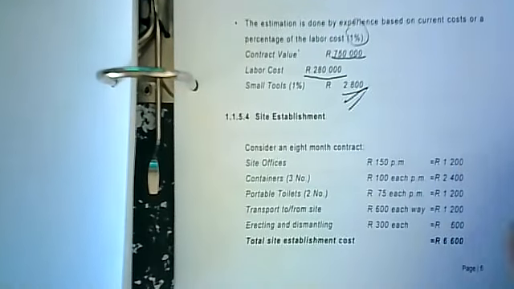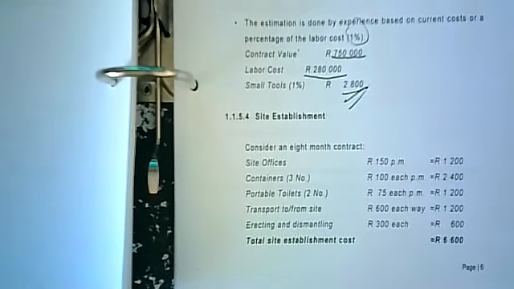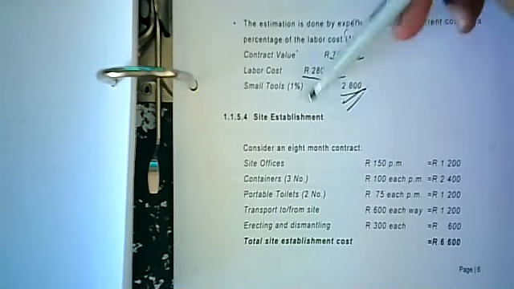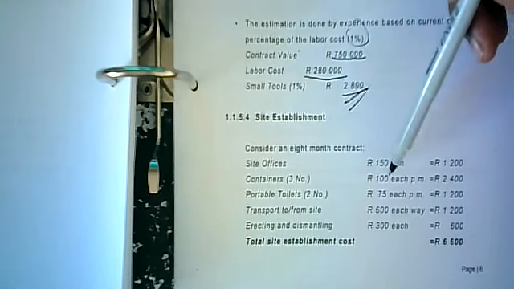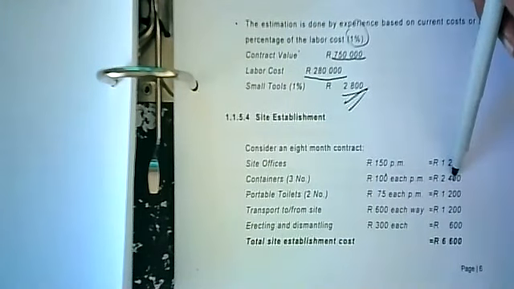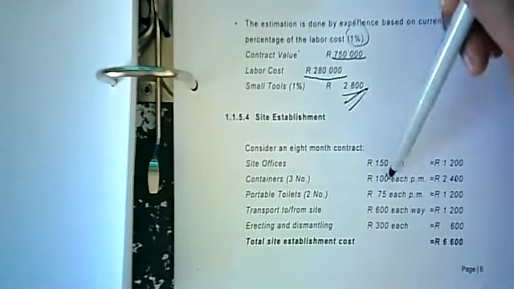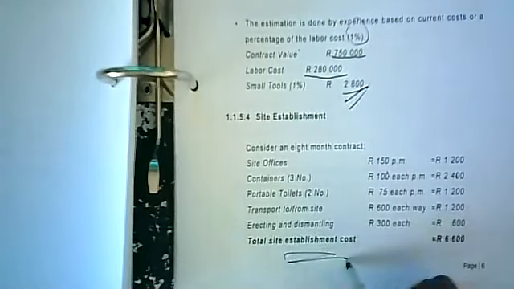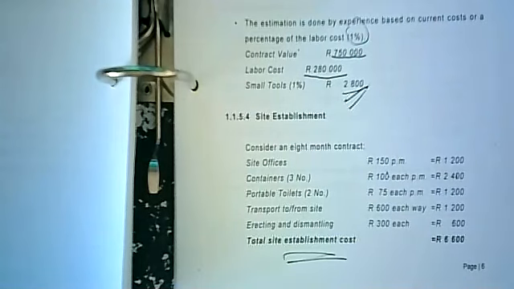Site establishment. Now, this is very old numbers. This is not current at all. This is probably 10 times as much in current base costs. Consider an 8-month contract. Site offices 150 rand per month times 8 gives you that. Containers 3, you're renting it at 100 rand each times 8, and that gives you that. Portable toilets 2, and you get the idea of establishment costs for that particular job. We haven't even started with what the structure is. It's just to get all our stuff on site before we start.